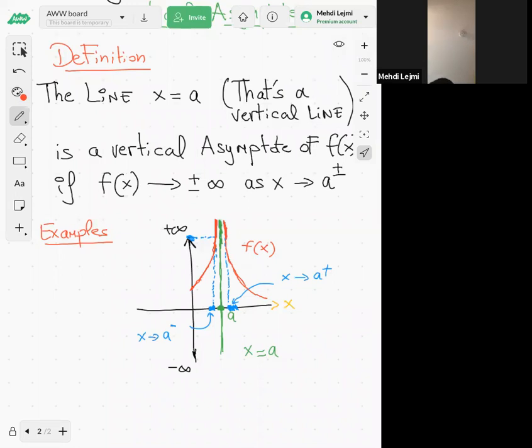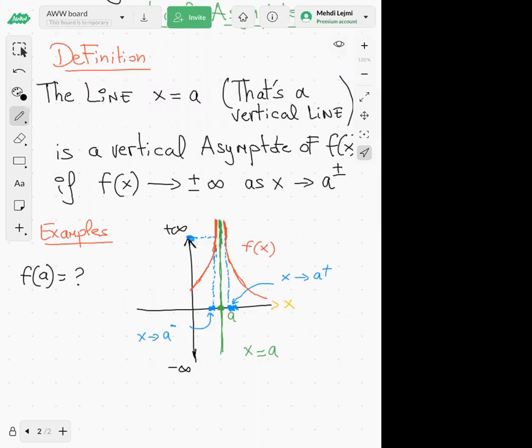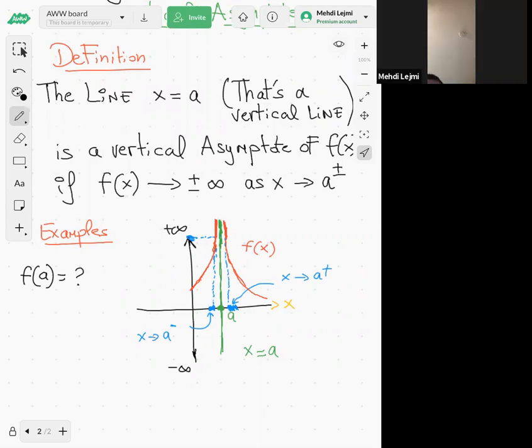And of course here, what will be the image? What will be f of a here? Any guess? Would it be positive or negative? Well, f of a here is undefined, because your graph, the red graph, the graph of f of x, never touches the line x equal to a. It never touched the green line. If it doesn't touch the green line, it means that the image of a is undefined. So f of a actually is undefined.